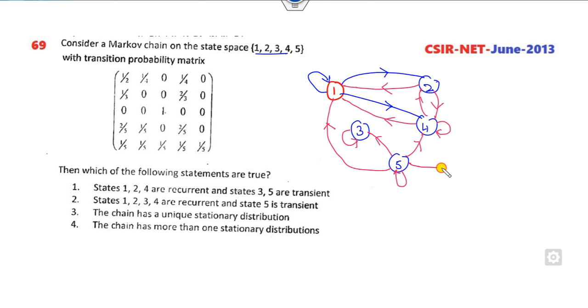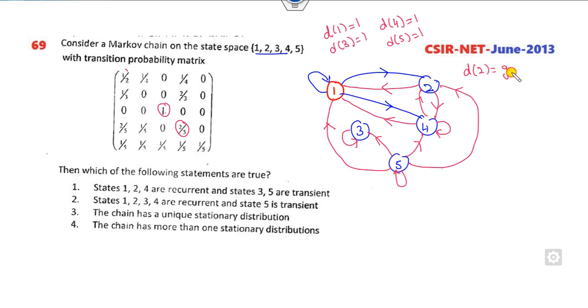Look at the diagonal entries. They are not 1 for all, but it has a 1, so the period of the 1 is 1. This is also 1. That's non-zero, so the period of the 3 is also 1. What is the period of the 4? It's non-zero, so the period is also 1. The period of the 5 is also 1. Now you can check the period of the 2.